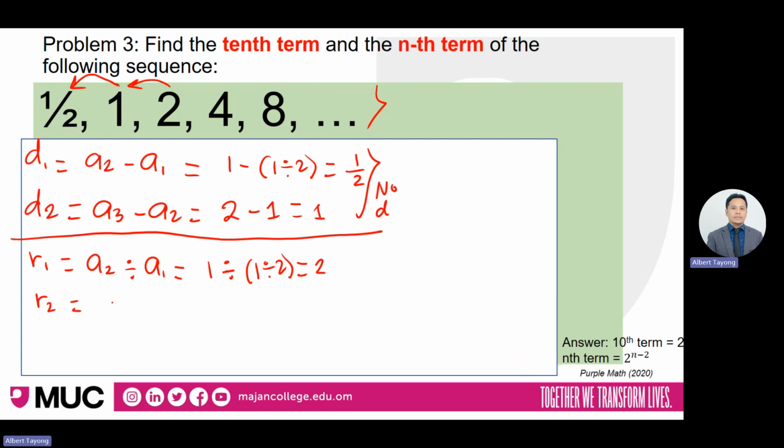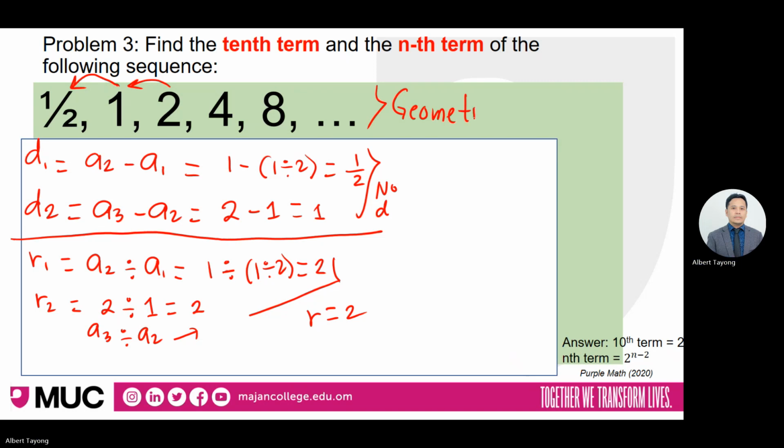And the second one is 2 divided by 1 is equal to 2, which is A sub 3 divided by A sub 2. Okay, so both are equal. So our R is equal to 2. All right, so it means that this sequence is a geometric sequence, because we have tested, okay, the first R is 2 and the second R is 2, so it's uniform, because it should be the same value all throughout. Here we have 1/2 and 1 is not equal, so it means that we don't use D here.